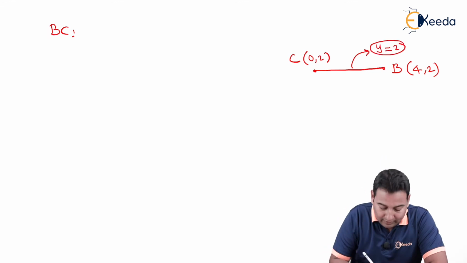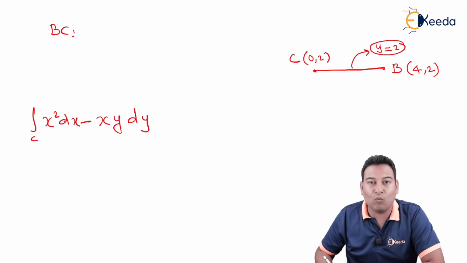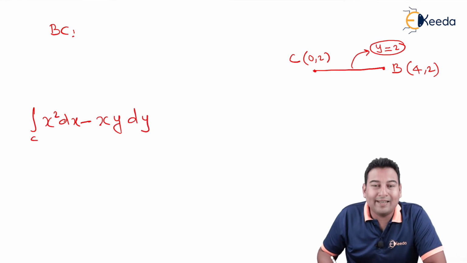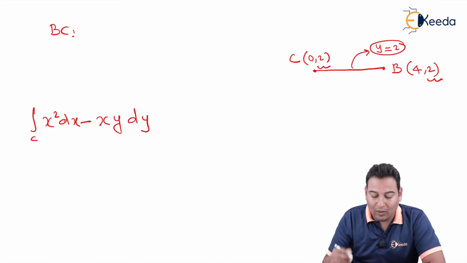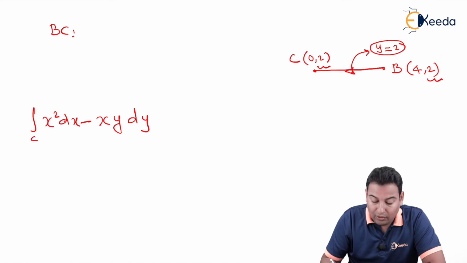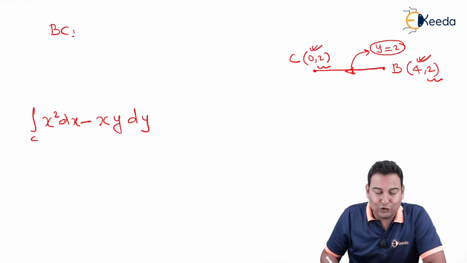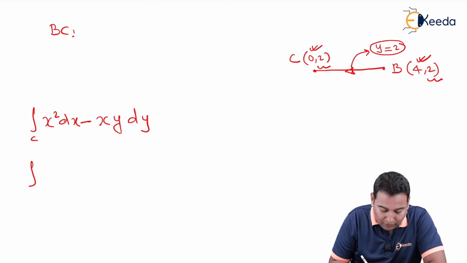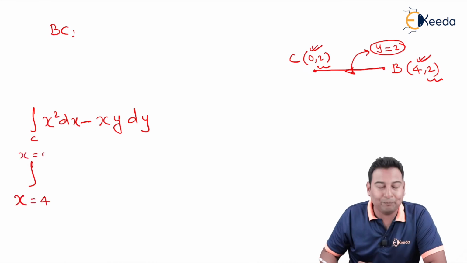Here friends, again the same question in front of us: to convert the entire problem into x or the entire problem into y. Same question. Let's check which limit is changing. Y is not changing because y is from 2 to 2. Direction is important. We are moving in this direction. Only x is changing. X is changing from 4 to 0.